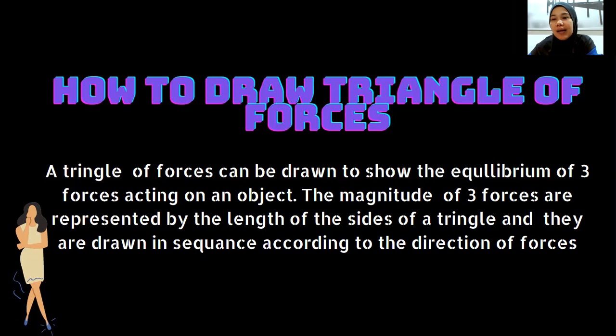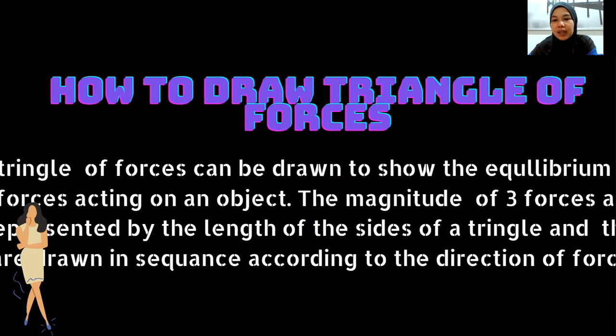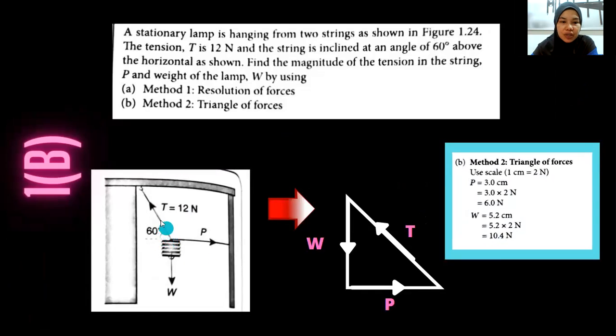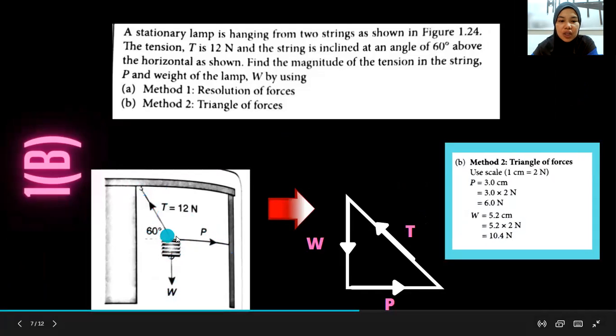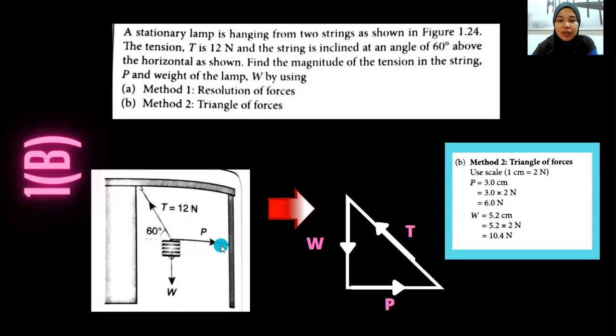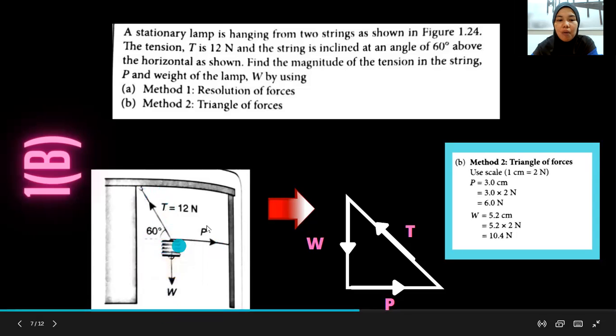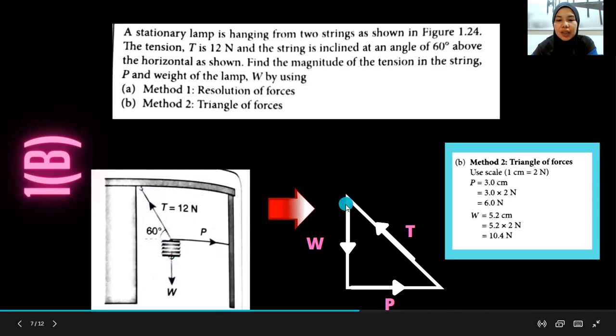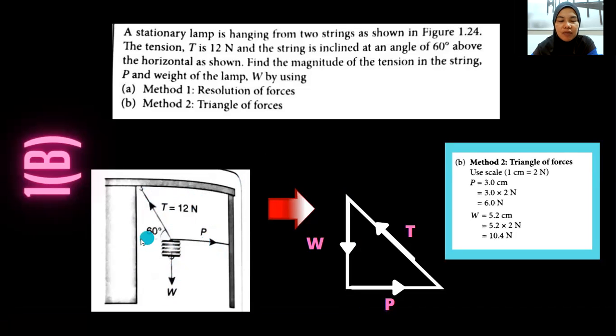The tip is that you need to create a triangle. I think you all know how to create a triangle. You need to identify the direction of forces. We have three forces here: tension, P, the force to the right, and W. You need to combine these three forces into a triangle. So W will be pointing downward. P, you need to reverse the P backward.